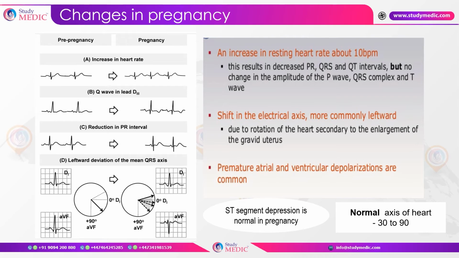The other normal change in pregnancy is left axis deviation. The normal axis of the heart is from -30 to 90. Whenever the axis of the heart becomes greater than -30, you will call it left axis deviation, and this left axis deviation is seen because the gravid uterus pushes up the diaphragm, resulting in leftward deviation of the heart.